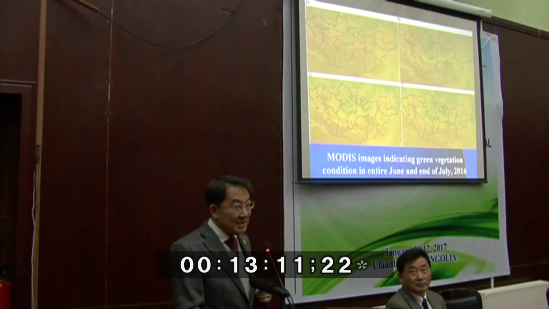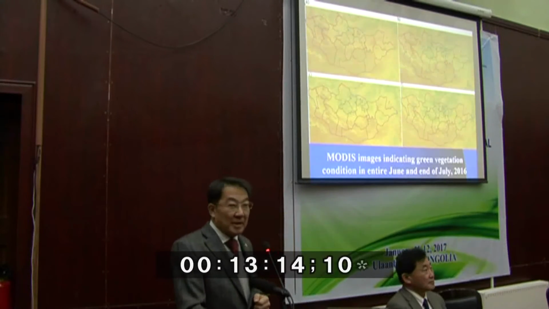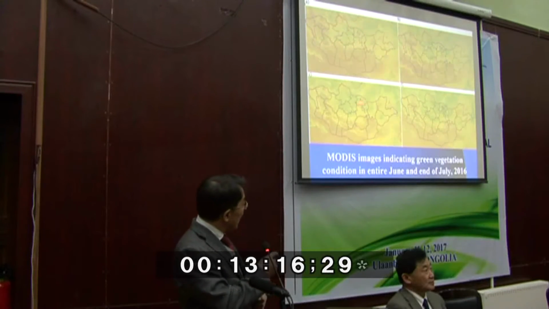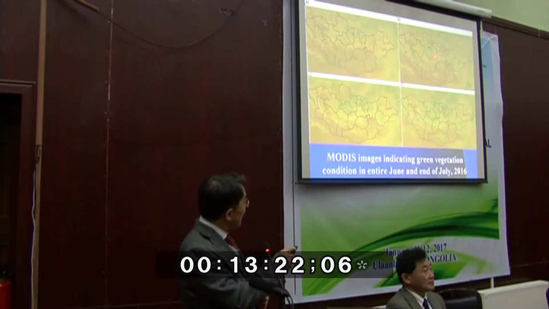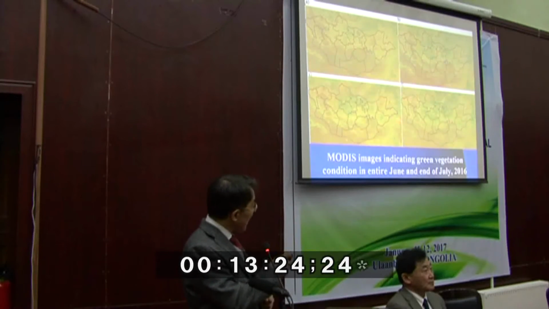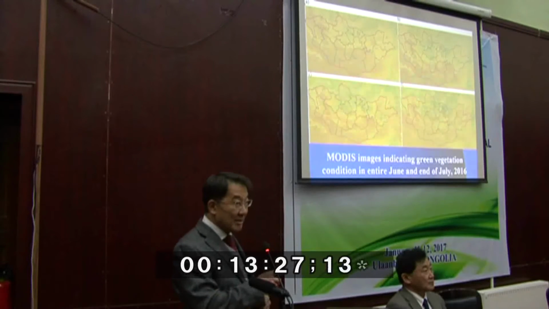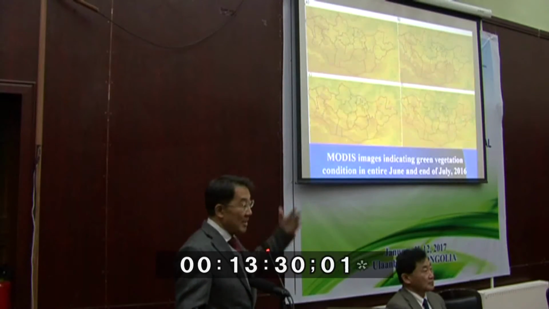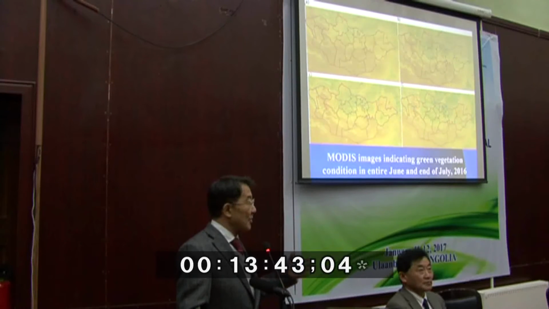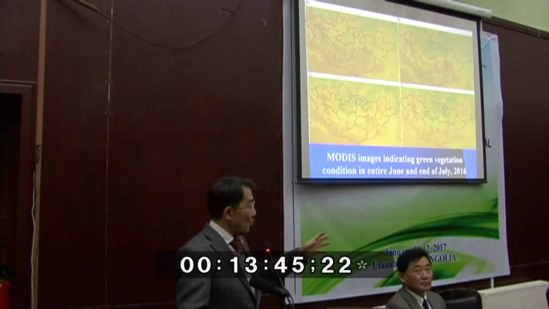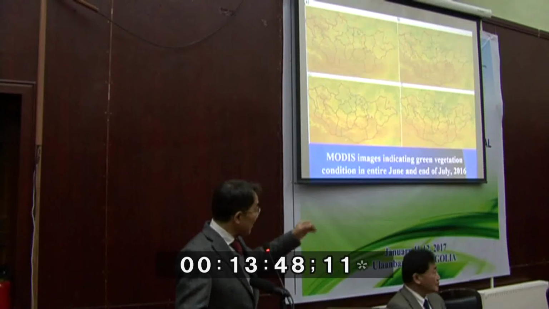For instance, you can see MODIS images indicating green vegetation condition starting from the beginning, mid, and end of June and the end of July. Looking at those NDVI images, environmental and agricultural decision makers can make different decisions, for instance, what is good pasture, where to put their livestock, etc.